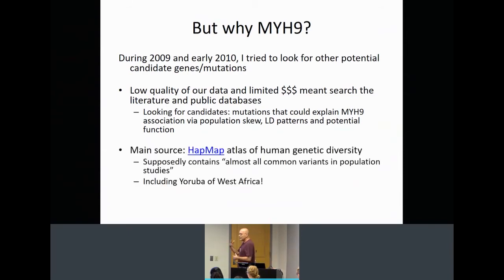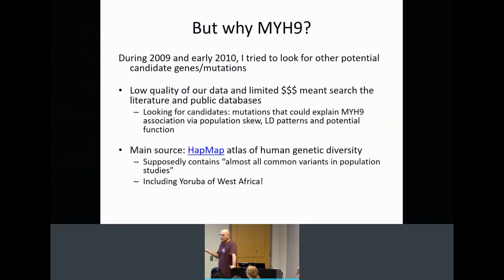And the main source as of April 2010 was HapMap. I hope you all know what HapMap is. So HapMap was supposedly a map of human genetic diversity. Before we had sequences for different populations, this was supposed to be a pretty exhaustive map of the common variants in different populations in the world. So if you try to read and understand what HapMap claims to have, then it's supposed to have almost all common variants in different populations that have been studied.